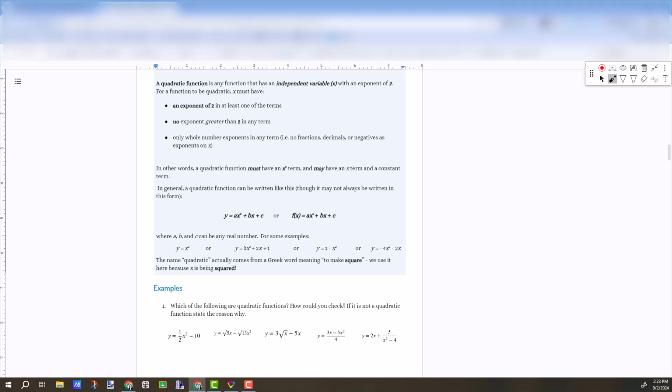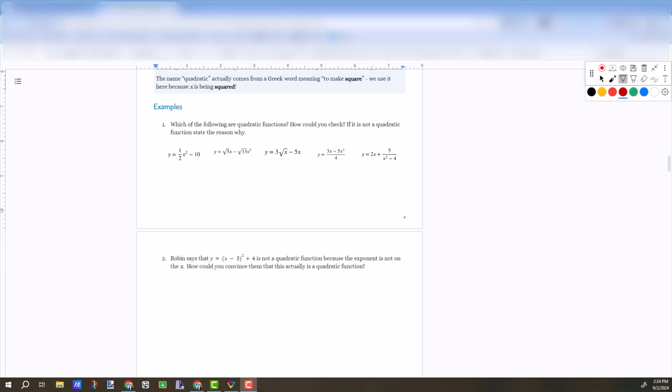Okay, let's move on and look at some examples. Question 1 asks: which of the following are quadratic functions, and how could you check? If it's not a quadratic function, state the reason why. So let's look at what we have. First thing, it has to have a square. Indeed, we have a square in this one, and that square actually has to be the highest. So no other terms can have an exponent higher than 2 on the variable. In this case, that's true. This one has a nice little constant, so we know that this is quadratic.